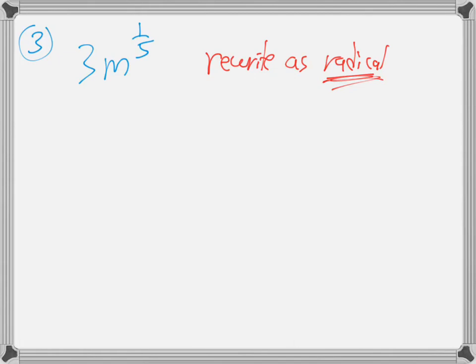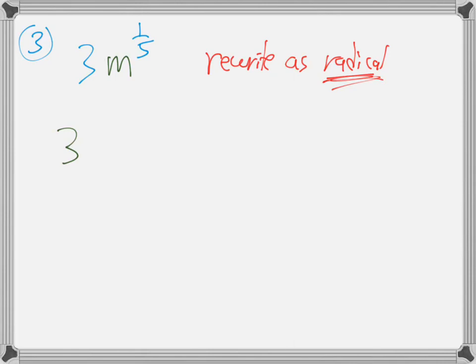Good. Now, here's the trick, though. They're trying to trick you on this one. Let me ask you this question. That 1/5 power, is it on everybody or just on the M? And how do you know? There's no parentheses. It's just on the M. It's not the 3's power. If there were parentheses like that, then it would be everybody's 1/5 power, wouldn't it? But it's only M's power, right? It's not on the 3. So the 3 isn't doing anything. The 3 is just going to sit there.